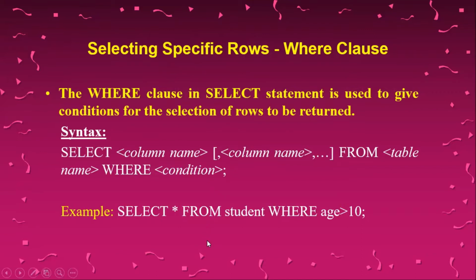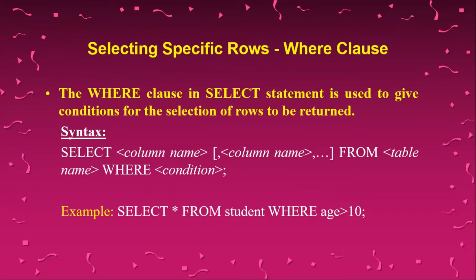Suppose you are asked to display all the student details whose age is greater than 10. So how will we write it? Select star from student, because it is asked to display all the details. So instead of specifying individual columns, you specify star. So: select star from student where age greater than 10. This greater than symbol is a relational operator. You are not supposed to write the word greater than. No, you have to use this symbol.